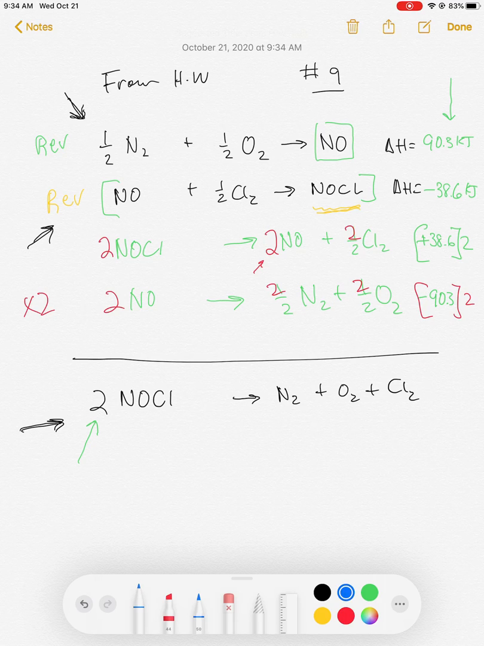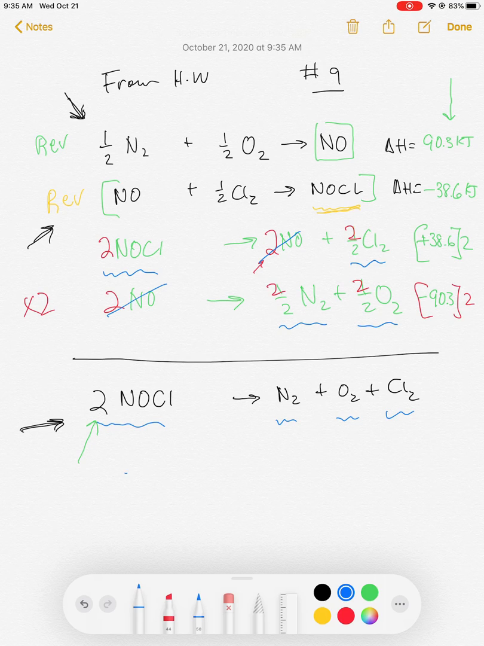Okay, so let's look at the overall situation now. We have gotten rid of our nitrogen monoxide. We've got 2 NaCl, so that's correct. We've got 1 molecule of N2, that's correct. We've got 1 molecule of O2, that's correct. And we've got 1 molecule of chlorine, so that's correct. So we've got the correct equation.